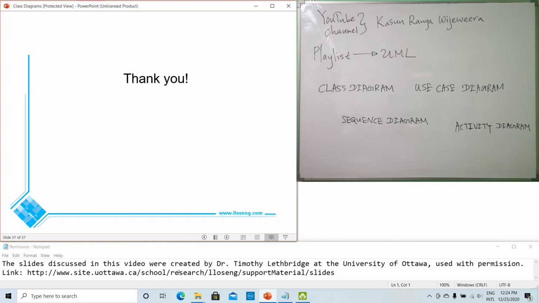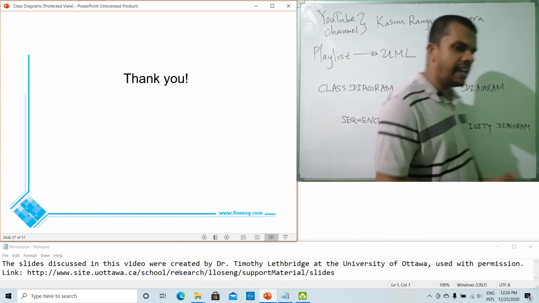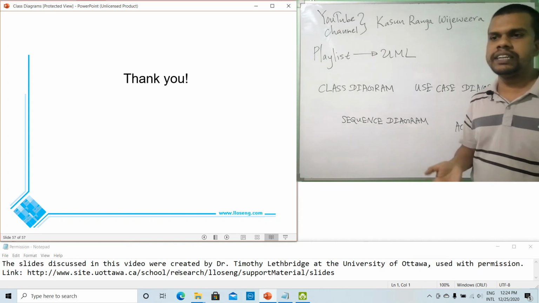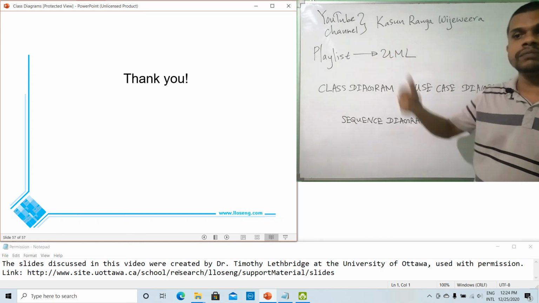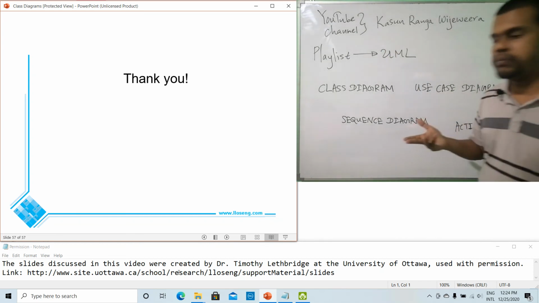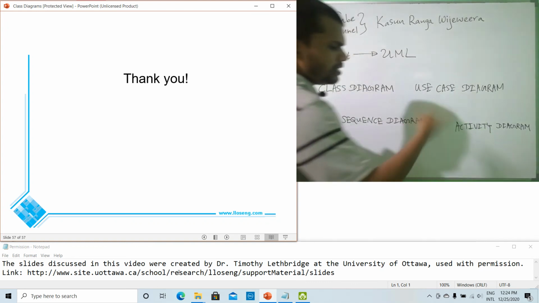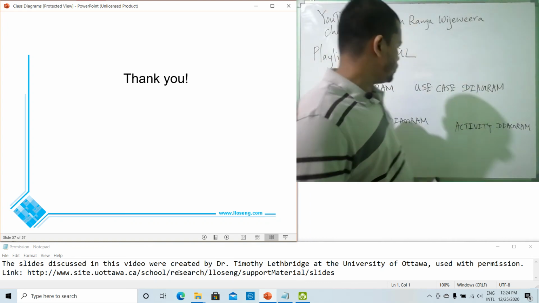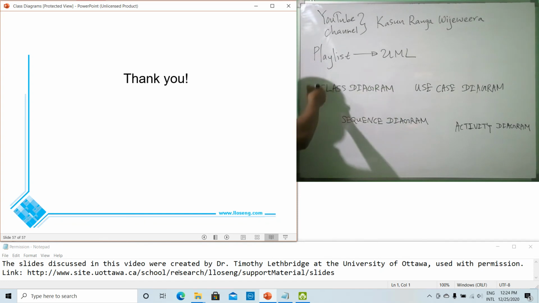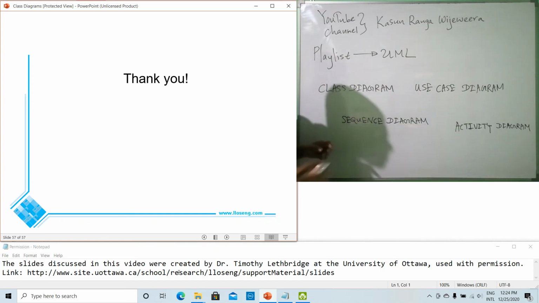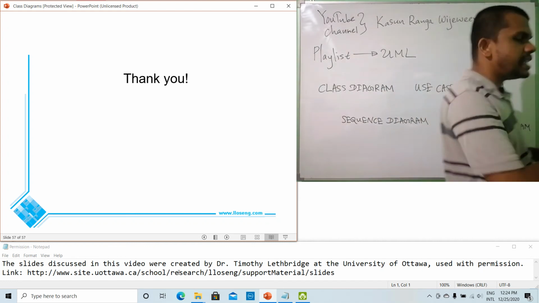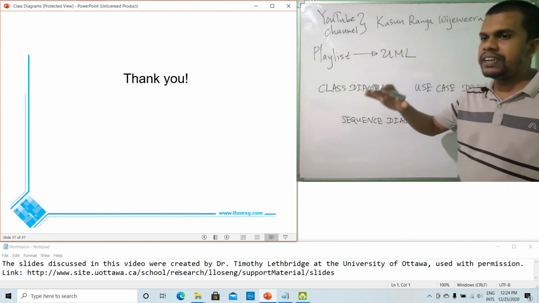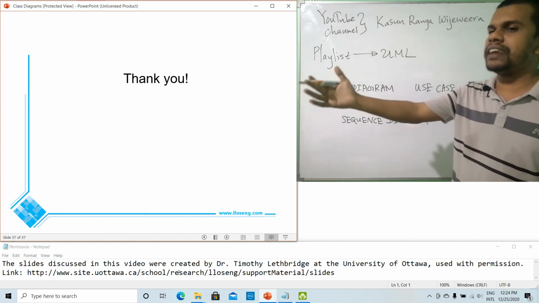There are many other diagrams: state diagrams, deployment diagrams, component diagrams. You need those types of diagrams if the system is going to be bigger, but for a small scale one, this is how you can model. Again, using the class diagram, we can plan the structure of our information system, and using the use case diagram, we can represent how users interact with the system.